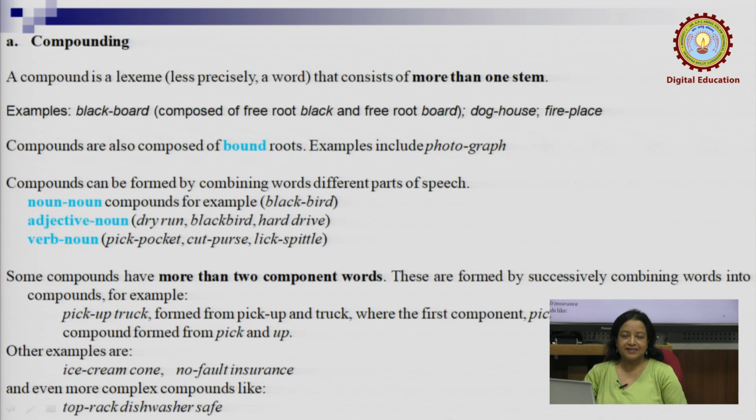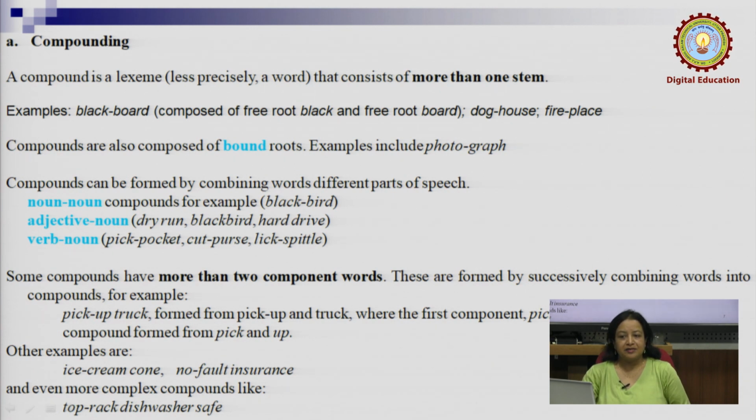A compound is a lexeme, less precisely a word, that consists of more than one stem. So, compounding or composition is the process of word formation that creates compound lexemes or words. Compounds can either be native or borrowed. Native English roots are typically free morphemes, so that means native compounds are made out of independent words that can occur by themselves.